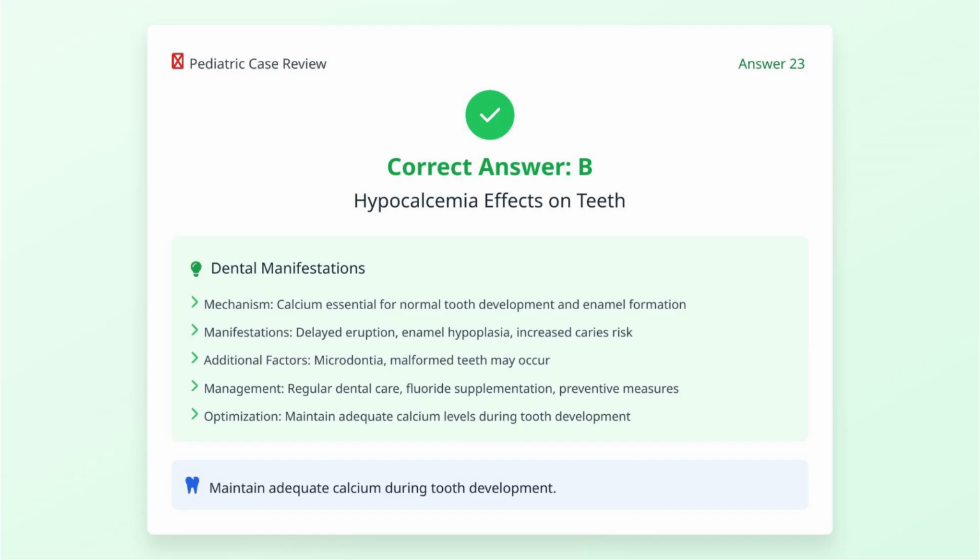Calcium is essential for normal tooth development and enamel formation. Manifestations include delayed eruption, enamel hypoplasia, and increased caries risk. Microdontia and malformed teeth may occur. Management includes regular dental care, fluoride supplementation, and preventive measures. Maintain adequate calcium during development.